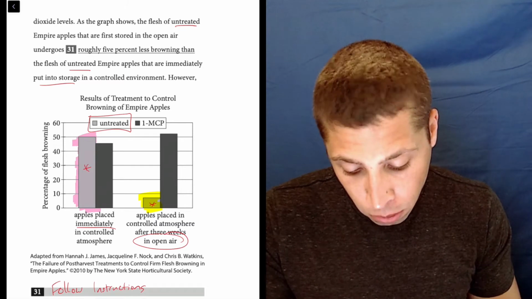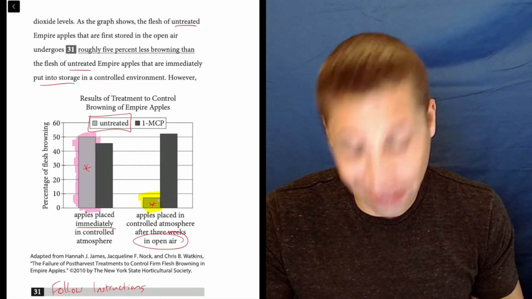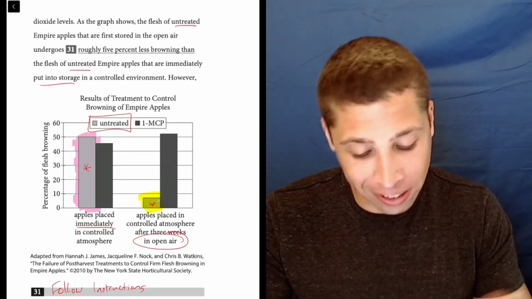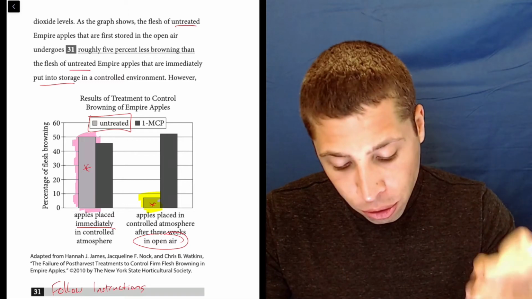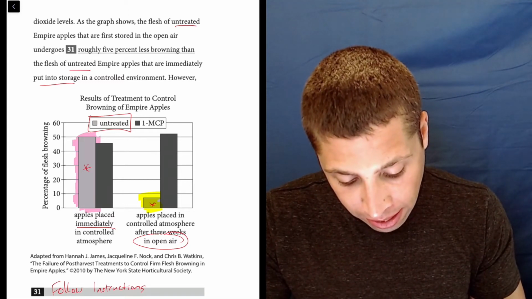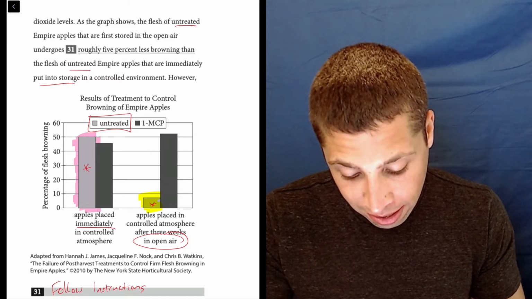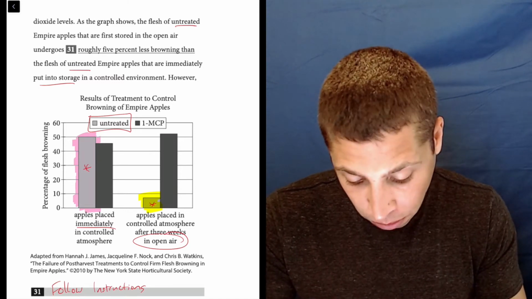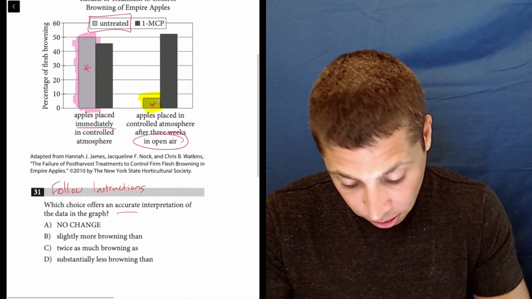Okay. Ooh, that's weird. Huh. I have no idea why it's doing that. That's very strange. But there you go. It's kind of highlighted. So what we need to do is think about, okay, how do these compare? Well, is it that the yellow is roughly 5% less browning than the pink? No. I mean, look at it. It goes from like 50 to 7 or something. So no, that's just not accurate. So we can get rid of that.